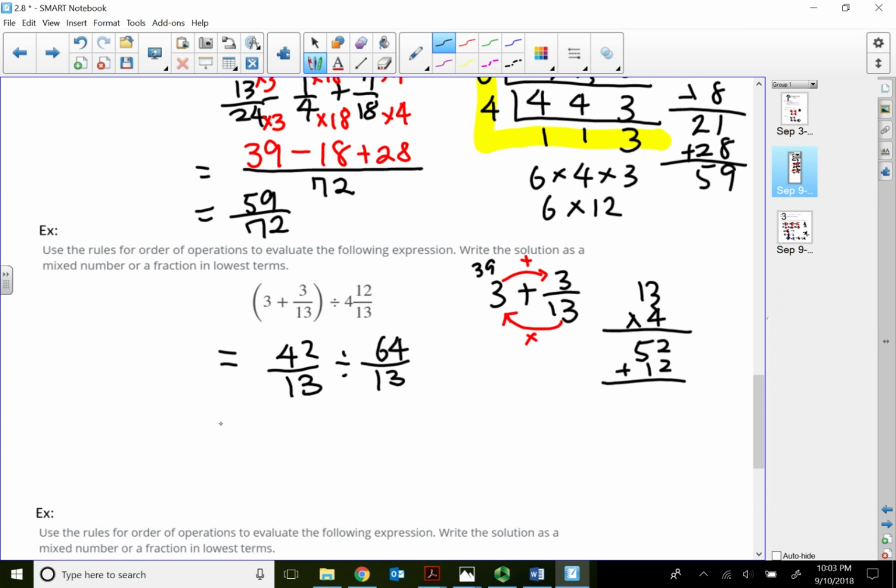So division of a fraction means we will times the reciprocal. 13 over 64. All right. The 13s will cancel out, become 1 and 1. 64, using 8 times 8 is 64.